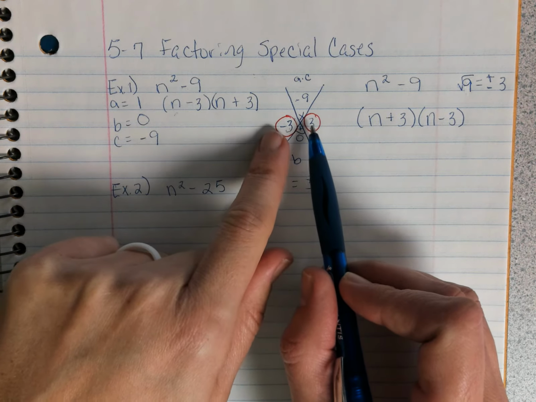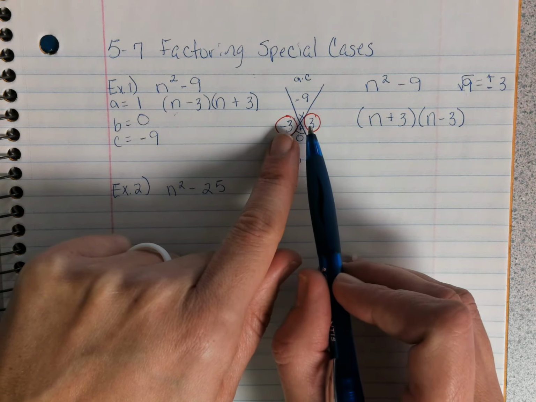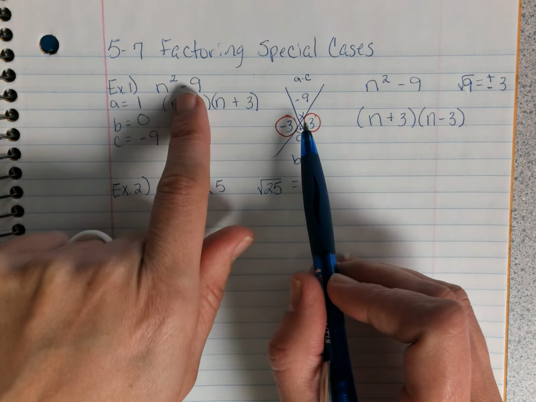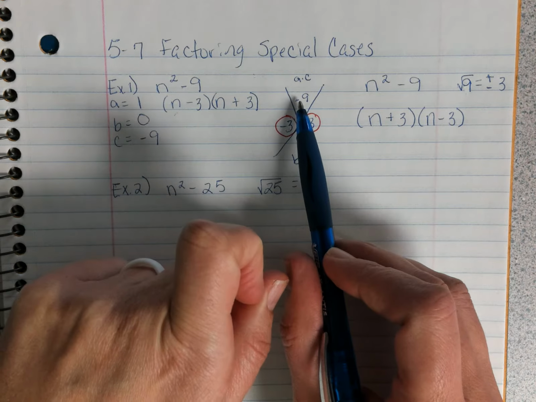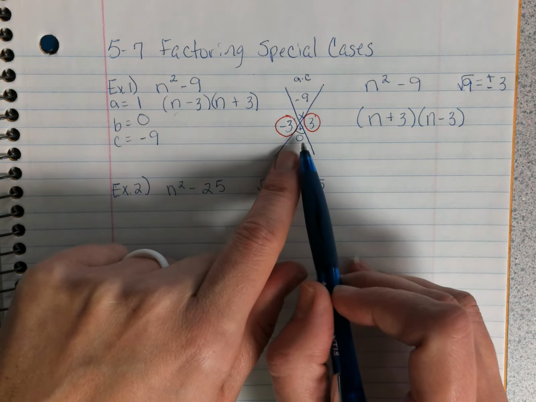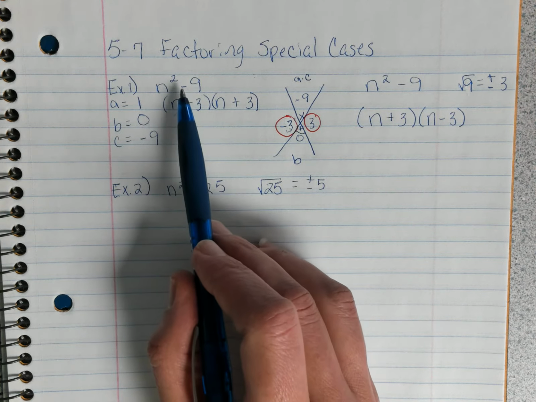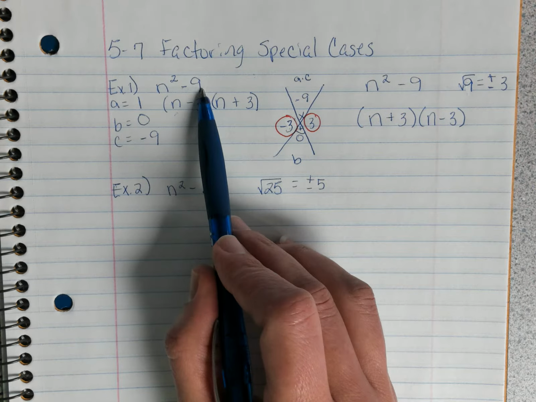if I wanted to make it a +9, you would have to have both of these negative, and when you add them, you want to get 0. So that's why it only works if your sign is a subtraction sign and this is a perfect square.